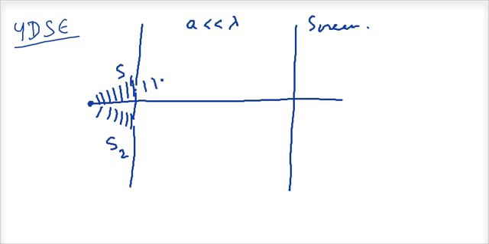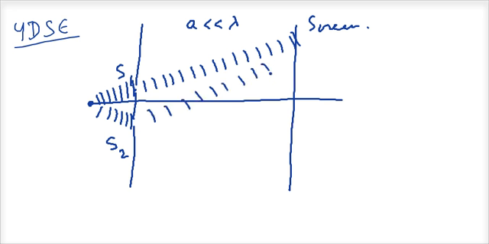So from here secondary waves go and then they'll reach a particular point, and from here secondary waves go and then they reach a particular point. So now at this point you have secondary waves from here and you have secondary waves from here. Okay, now these two waves are coherent because they are coming from a single source. So now here you can see interference patterns on the screen.